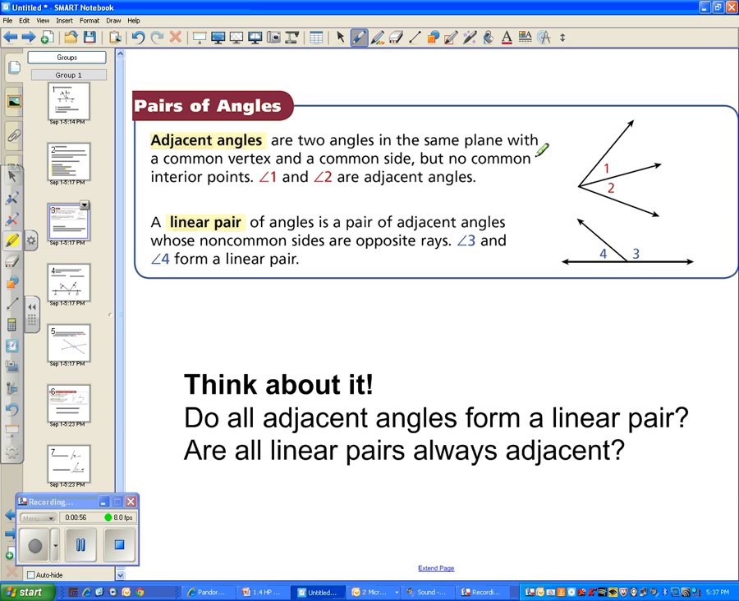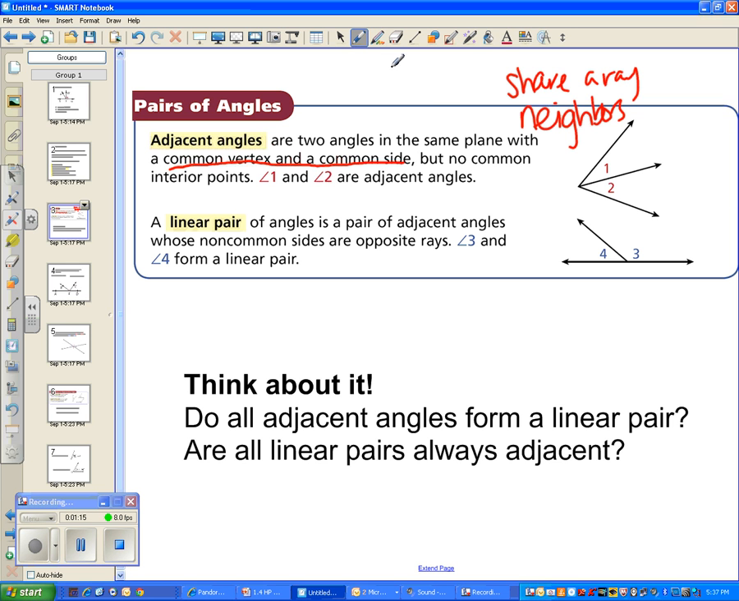Adjacent means basically that they are right next to each other. You could call them neighbors. They are angles that are neighbors. They share a ray, and they have a common vertex. So they have a common vertex and a common side, but no common interior points.